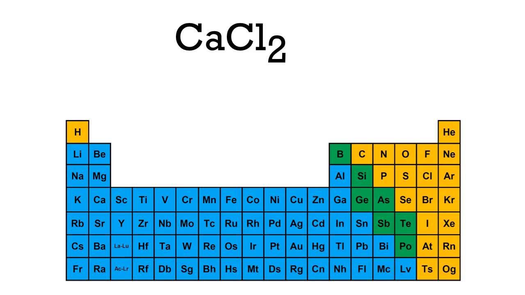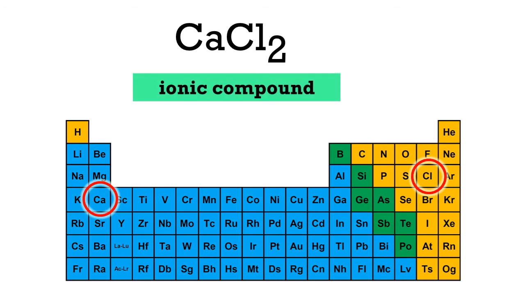CaCl2 or calcium chloride. We have two elements here, calcium Ca and chlorine Cl. Calcium is located to the left side of the metalloids, so it's a metal. Chlorine is located to the right side of the metalloids, so it's a non-metal. We have a metal Ca and a non-metal Cl. Therefore, CaCl2 is an ionic compound.